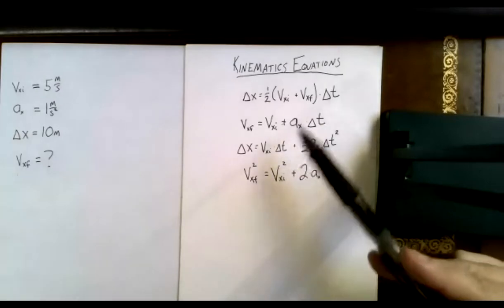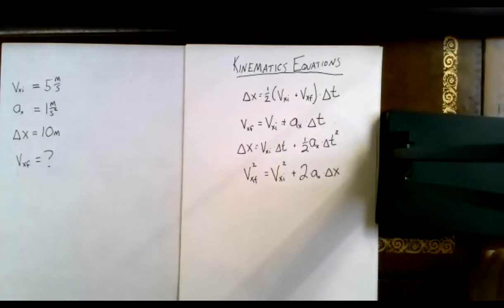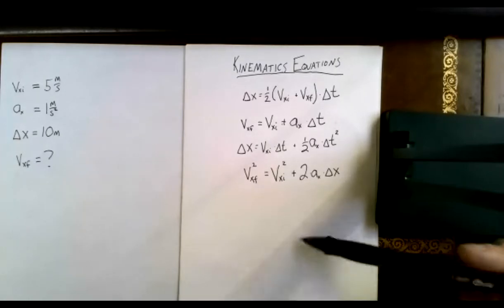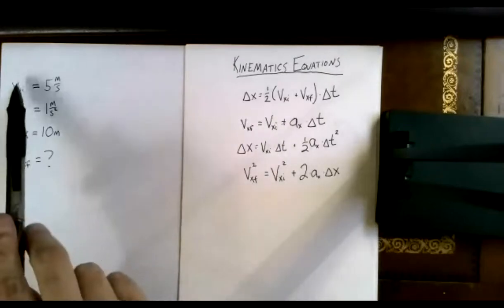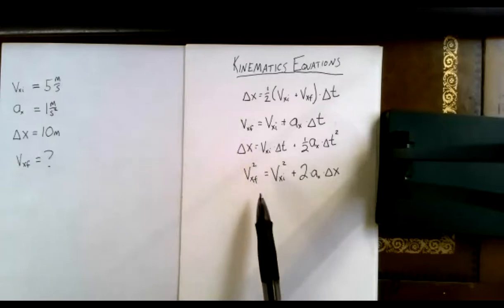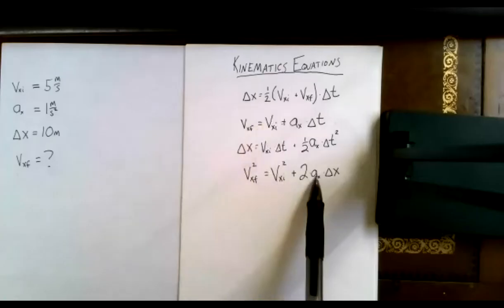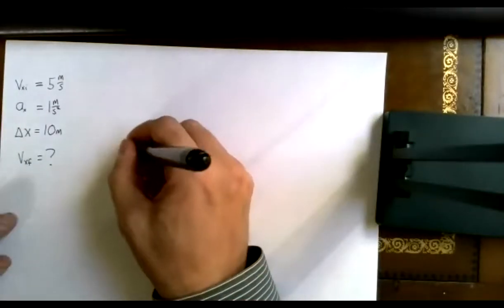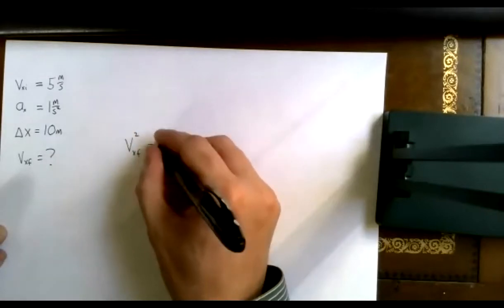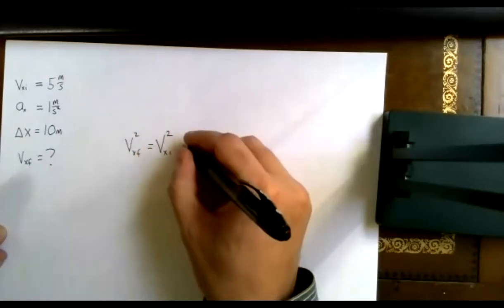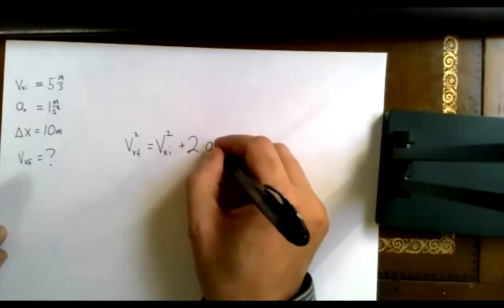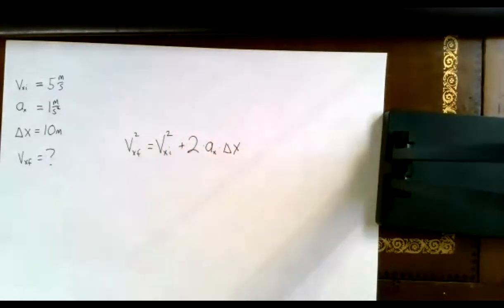Which of the big 4 kinematics equations am I going to use to solve today's problem? VXI, AX, delta X, VXF. Only one of those equations has those 4 symbols. Last one. Yeah, the last one, right? So we picked the last equation. That's the only one that has those exact 4 symbols in it. Final velocity squared equals initial velocity squared plus 2 times acceleration times displacement.